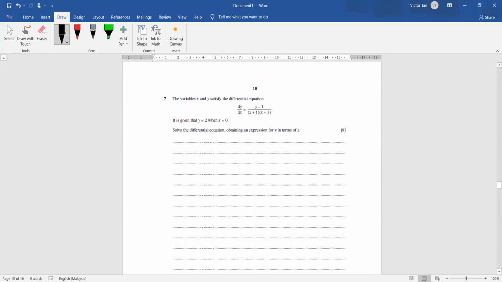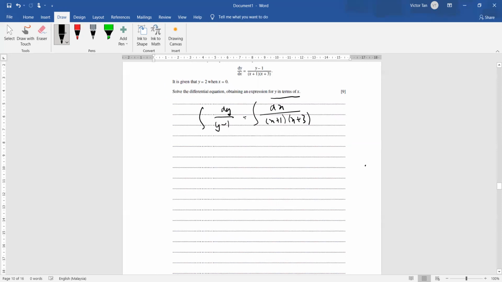Variables x and y satisfy the differential equation, given that y equals 2 and x equals 0. Solve the differential equation, expressing y in terms of x. Yes, y in terms of x. Separating the variables, you have dy over y minus 1 equals dx over x plus 1. So before I continue and integrate, on the right side, I need to change it to partial fractions.